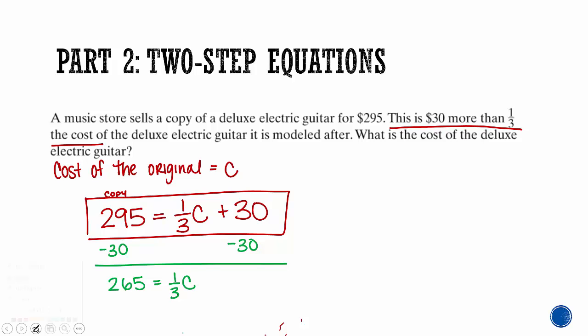And then remember, this is a fraction, and to undo it, all you need to do is multiply by the reciprocal, which is 3/1. And whatever you do to one side, you've got to do to the other. And if you break out your calculator and do 3 times 265, we end up with the cost being $795. That's about as hard as your two-step equations are going to get.